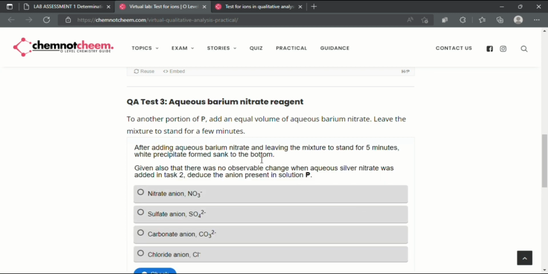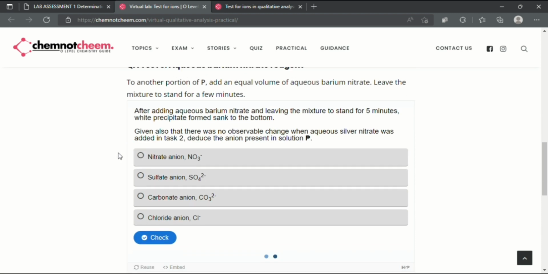Next question is, after adding aqueous barium nitrate and leaving the mixture to stand for 5 minutes, what precipitate formed and sank to the bottom? Given also that there was no observable change when aqueous silver nitrate was added in test 2, deduce the anion present in solution P.